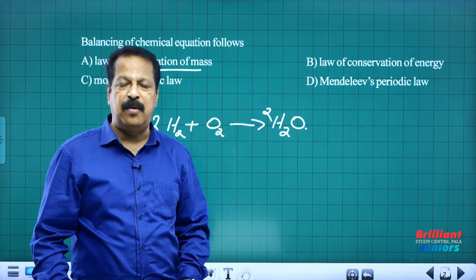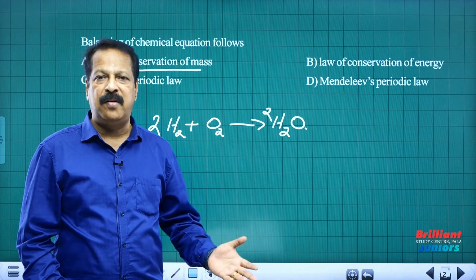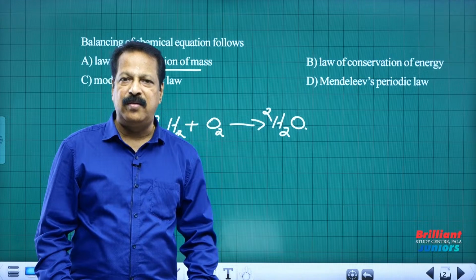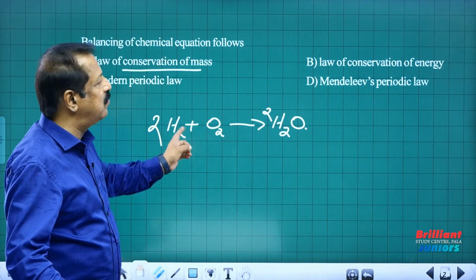And we have another statement also: matter can neither be created nor be destroyed. It can be converted from one form to another form. So this law is called the law of conservation of mass. Based on this law, we have to balance the equation.